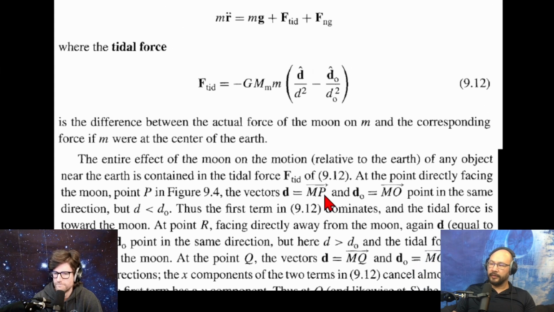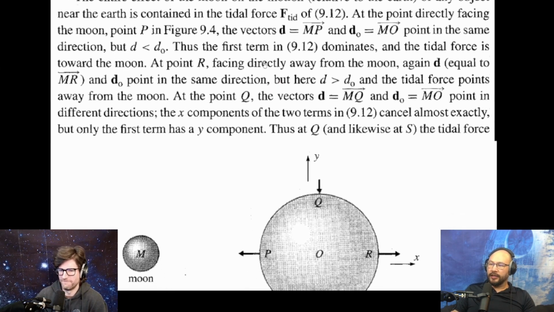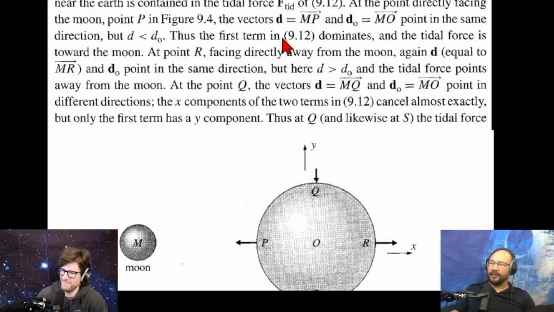So if this is a number divided by a small number, that's larger than this thing. I like how the word dominate means slightly bigger. Slightly bigger. Dominates. You get a difference in height of 1 meter. And so then it dominates, and the tidal force is towards the moon. That's right, because we get an ocean that rises towards the moon.